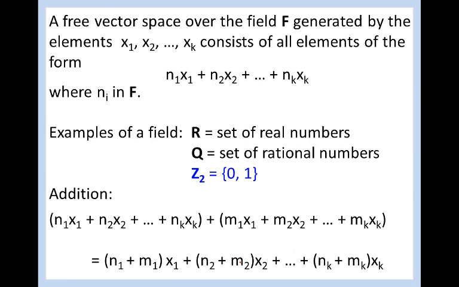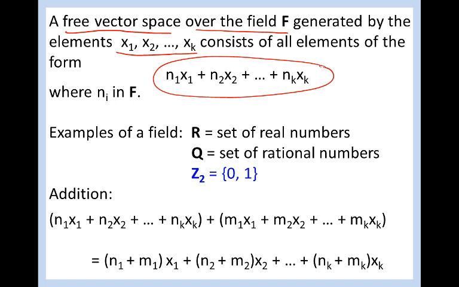So back to our definition of free vector space. By the way, if you're familiar with vector spaces, every finite dimensional vector space is a free vector space. So a free vector space over the field F generated by the elements x1 through xk consists of all linear combinations of x1 through xk where our coefficients are elements in our field. And we do addition by combining like terms.